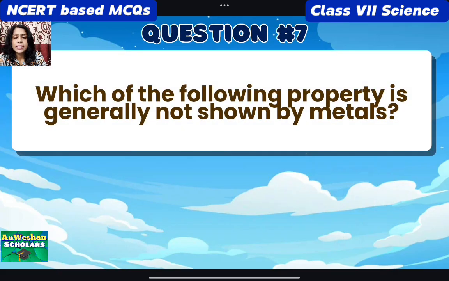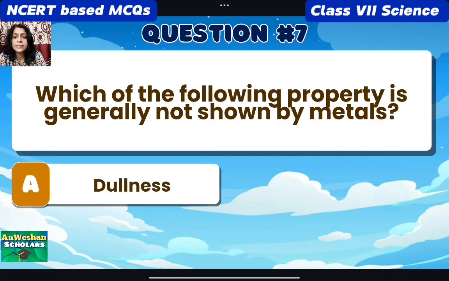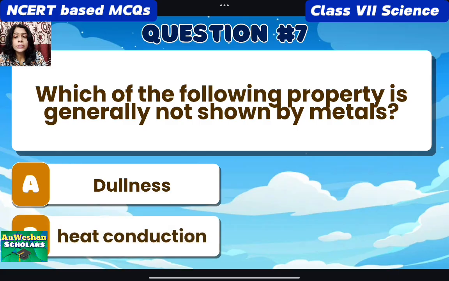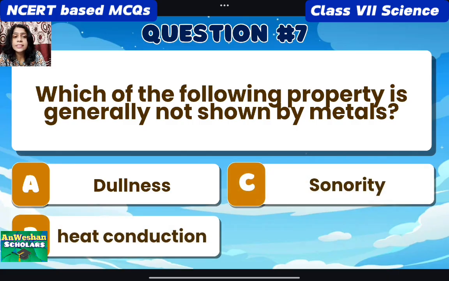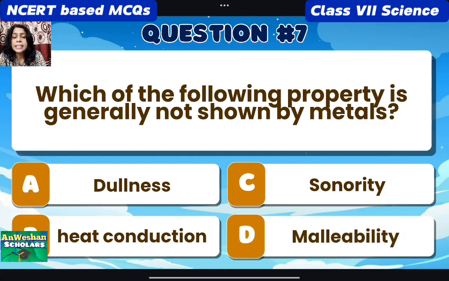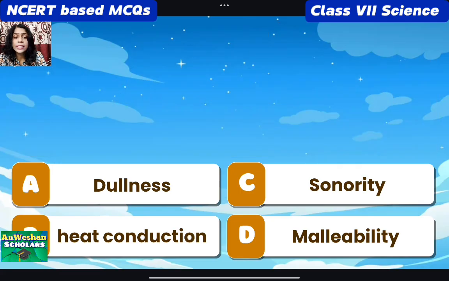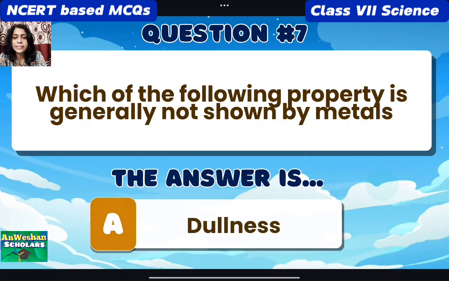Now question number 7 is, which of the following properties is generally not shown by metals? Option A, dullness. Option B, heat conduction. Option C, sonority. Option D, malleability. See, metals are generally shiny. They are not dull. So option A is the correct option, since options C, B and D very well define the properties of metals, right? So our option A, dullness, is not generally shown by metals. So our option A, dullness, is the answer.